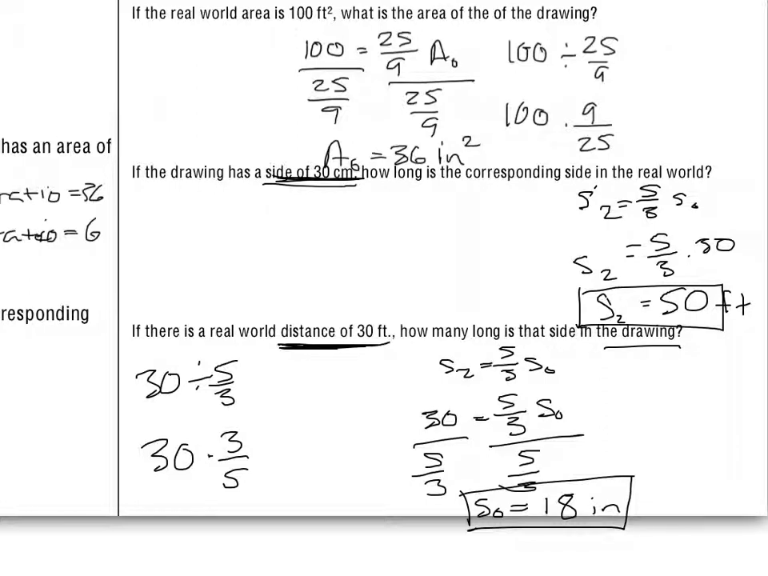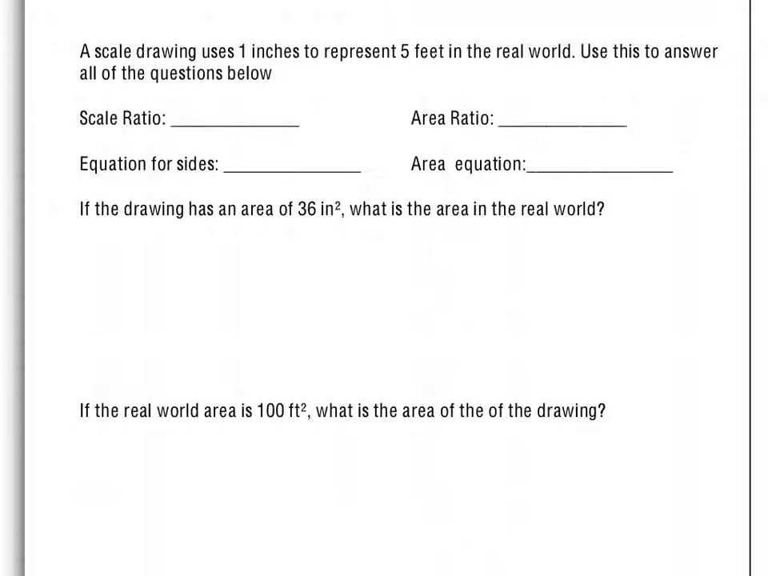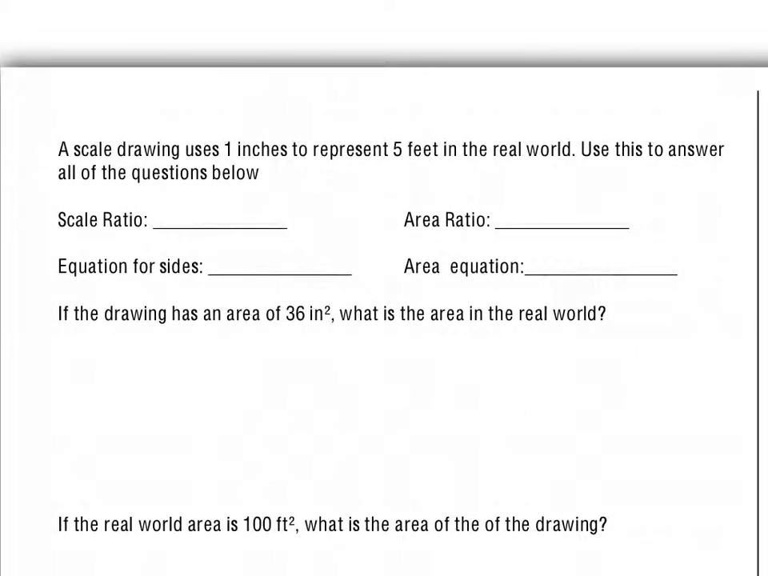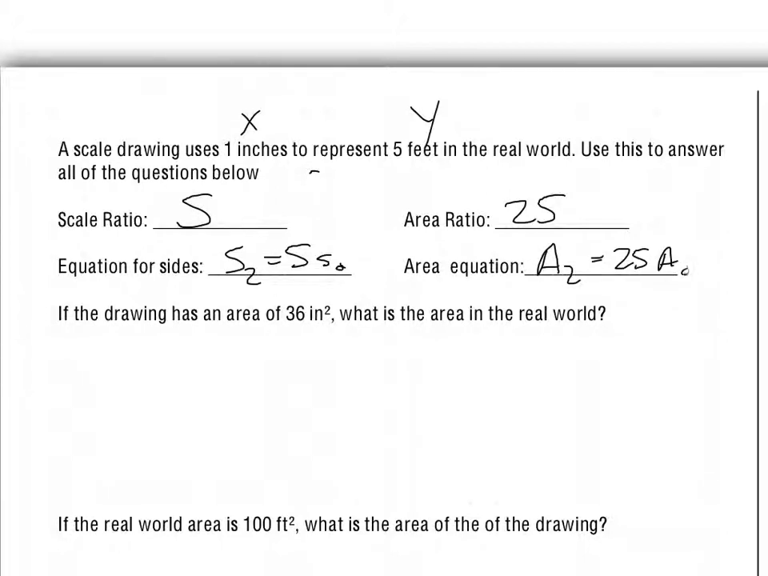Make sure that you finish your partner work before you move on to go ahead and check the video. Okay, so looking at this, hopefully at this point you've gone ahead and got this solved, so you should just be checking. We have a scale drawing that uses 1 inch in the drawing to 5 feet in the real world. So we have a y over x of 5 over 1, so our scale ratio is 5, thus meaning the area ratio is 5 times 5, which is 25. So our equation for our sides is side 2 is equal to 5 times side 0, or our drawing side. Area 2 is equal to 25 times area of the drawing.